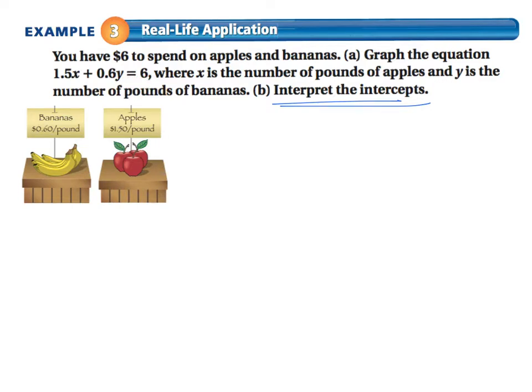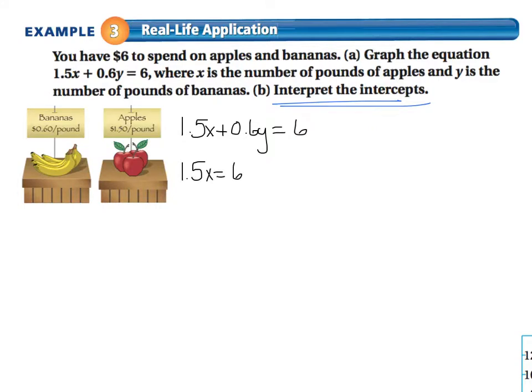So let's graph this. So if we found the x and y intercept, I'm going to show you a shortcut. You obviously know when you plug in 0 for something, 0 times anything is 0. So if I plug in 0 for y, that means this entire term disappears. So all I am left with is $1.50 x equals 6.